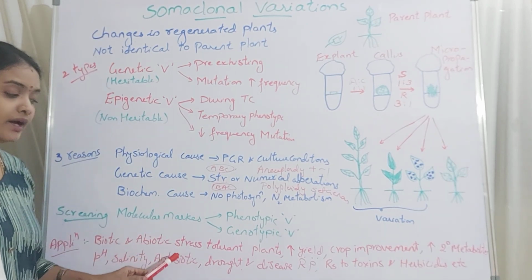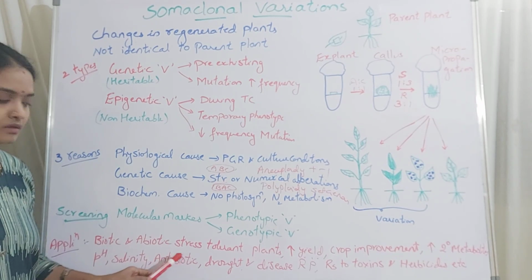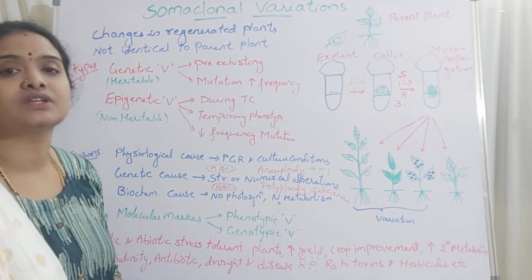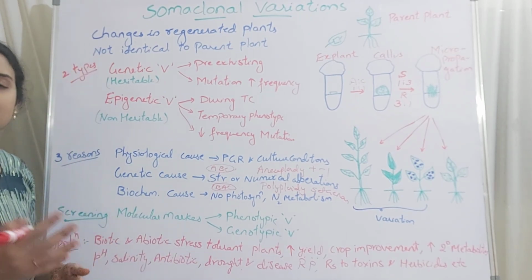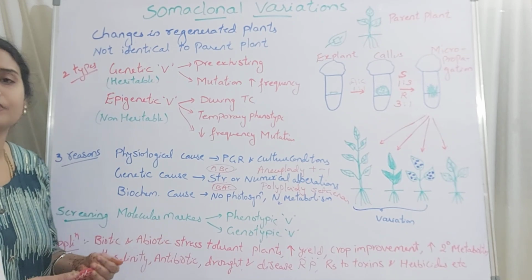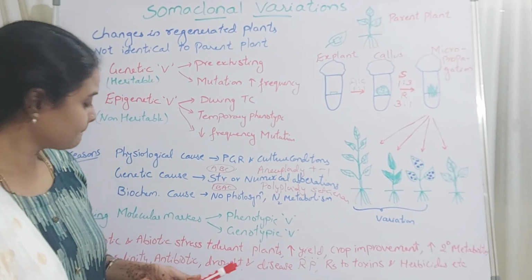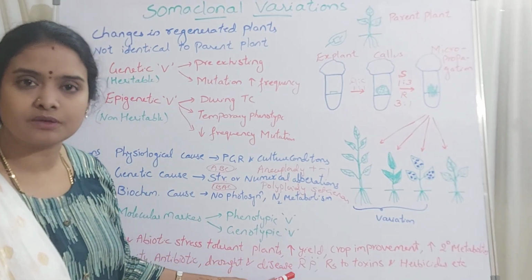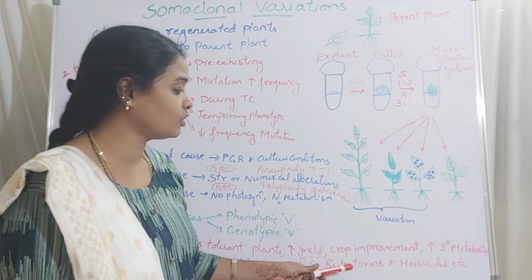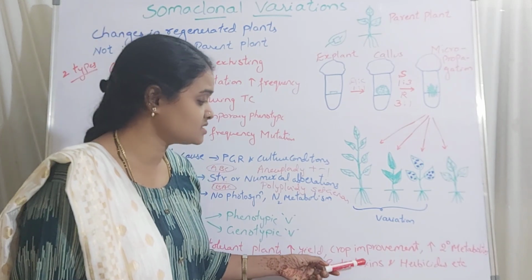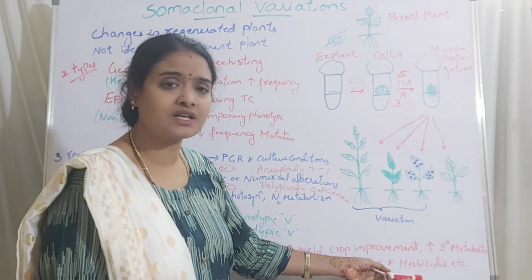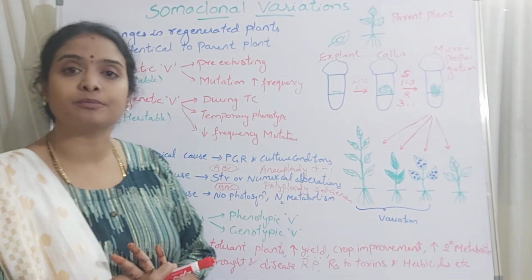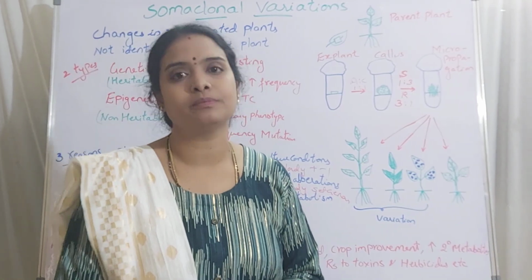Then you have antibiotic resistant plants. Then drought resistant plants, where the plants can grow without any water or with a minimum amount of water, where you can see drip irrigation, only one drop of water is required for them. So like that, drought resistant plants can be produced, disease resistant plants can be produced, and these plants may be tolerant or resistant to toxins, herbicides, etc. Is that clear? So the somaclonal variants are plants which are beneficial to plant tissue culture.